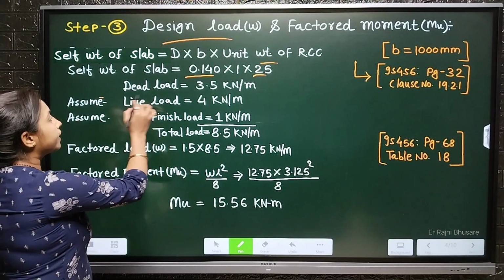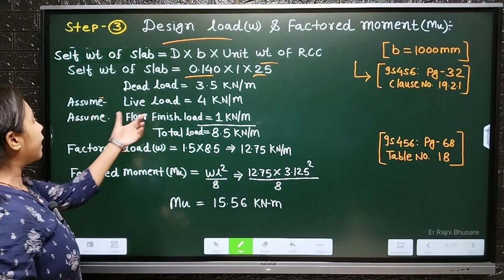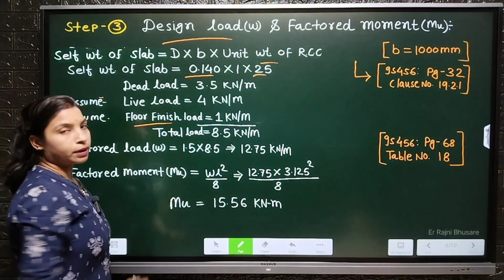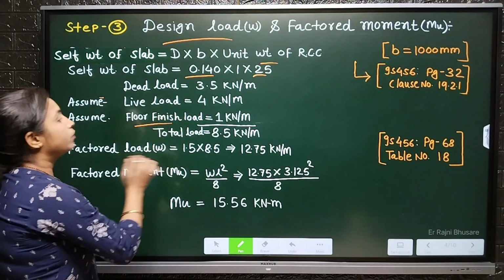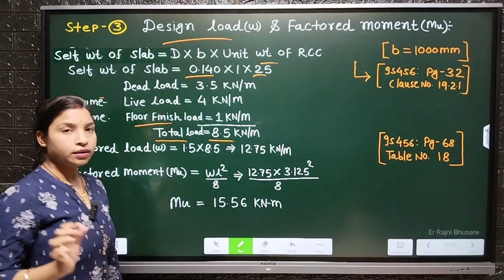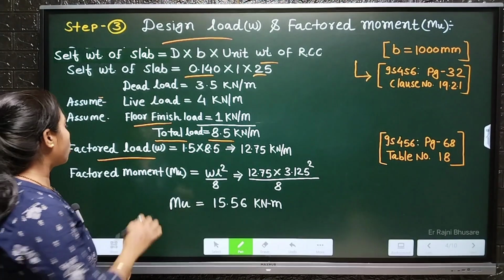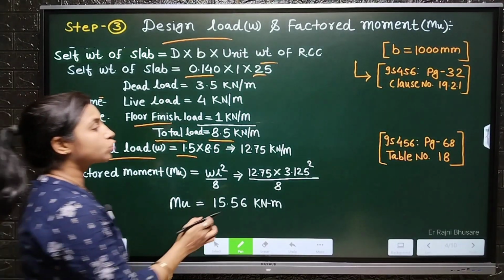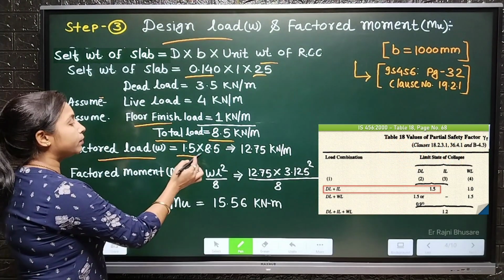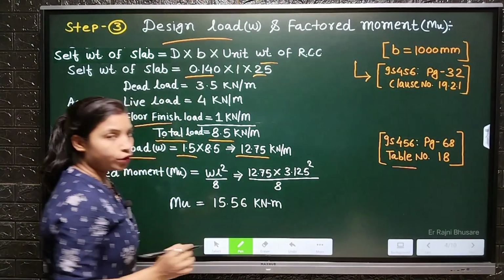Now we are taking dead load as 3.5 kilonewton per meter, assume live load 4 kilonewton per meter, and assume floor finish load 1 kilonewton per meter. After that all loads will be added, so the total load is 8.5 kilonewton per meter. Apply factored load, which is very important in design calculation. The 1.5 factor is taken from IS code page number 68 and table number 18. So now 1.5 multiplied by total load 8.5 is 12.75 kilonewton per meter.